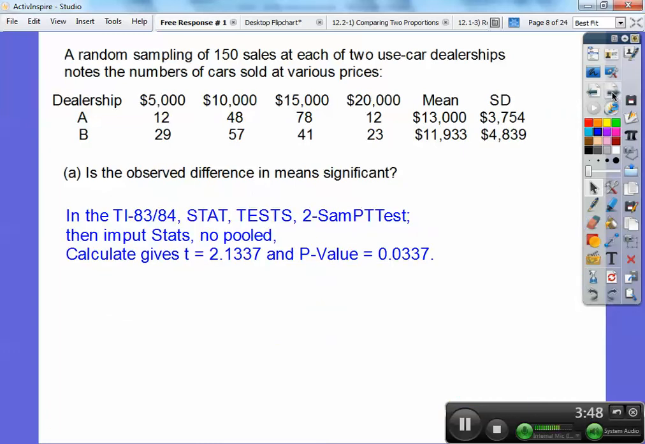Oh, I'm sorry, in your calculator, you guys, you can do this in your calculator, by the way. You can do almost all of this stuff in your calculator. You go to stats, scroll over to tests. You're doing a two-sample t test. Then you input your stats. No pooled on this, and then you calculate your t. When you hit calculate, you get a t value of 2.1337, and your p-value is going to be 0.0337, which is under 4%, which is under 5%.